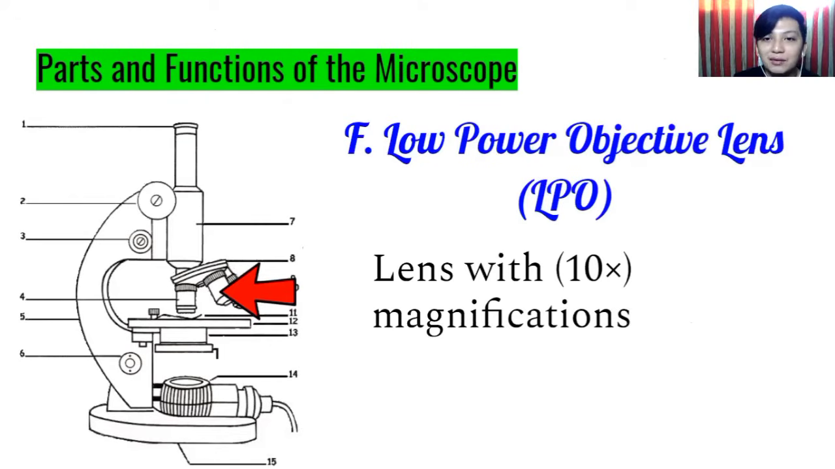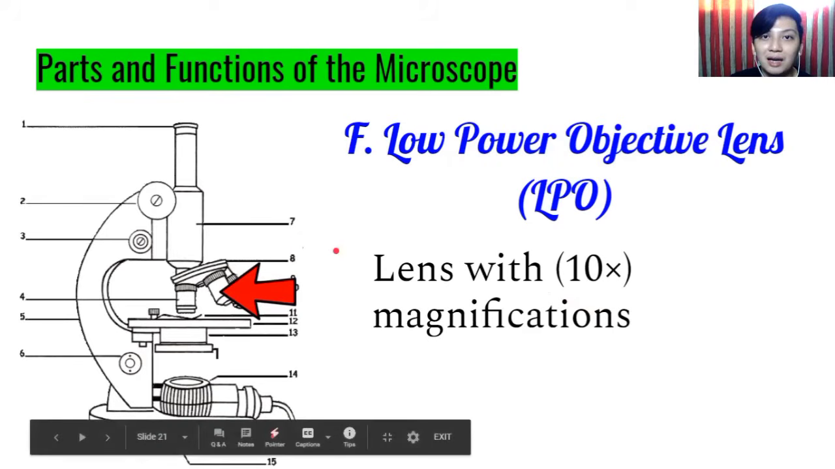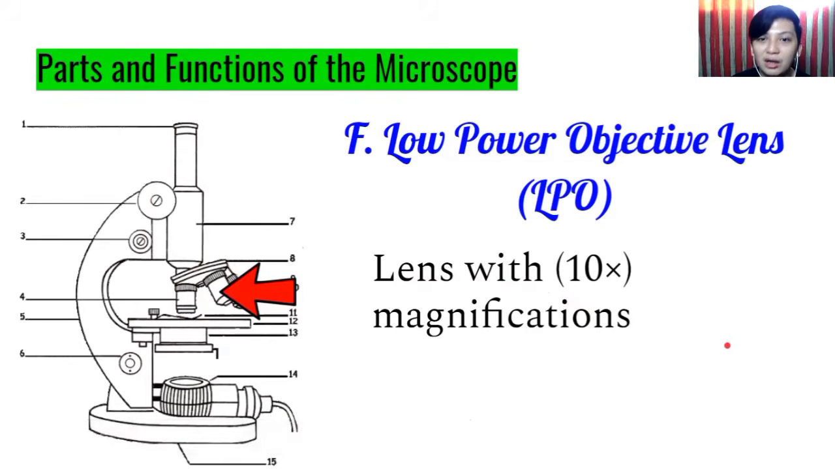And then we have the low power objective lens. So we have three, right? So low power objective lens or LPO, it is the lens with 10 times magnification. Do remember that. Kasi para makuha mo yung total magnification, kailangan mong i-multiply yung lens magnification ni eyepiece tsaka lens magnification ni LPO para makuha mo yung total magnification.